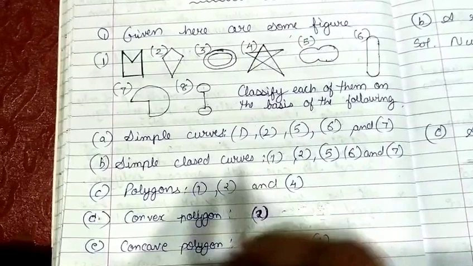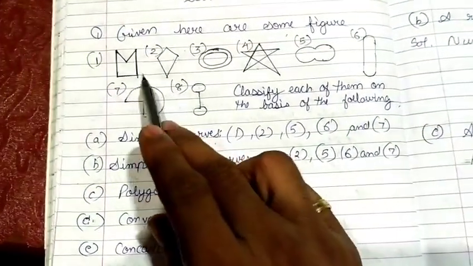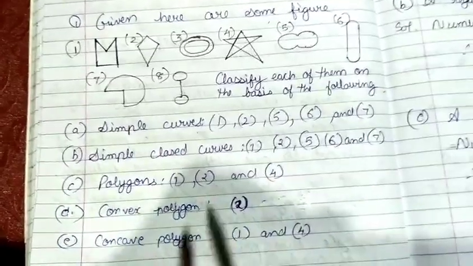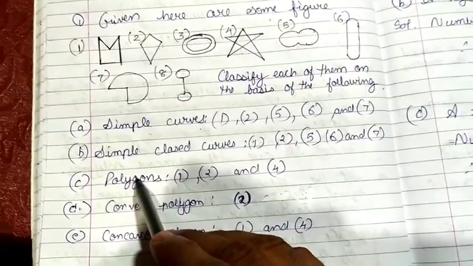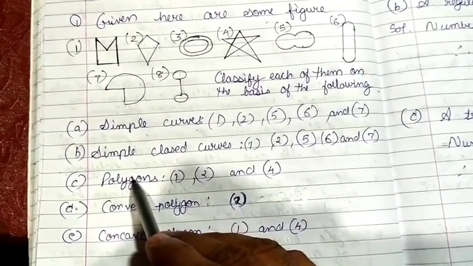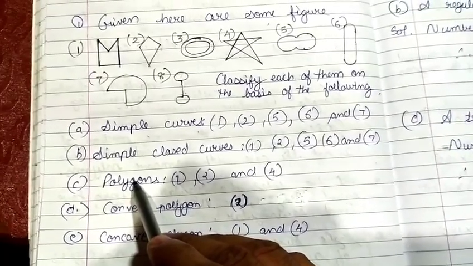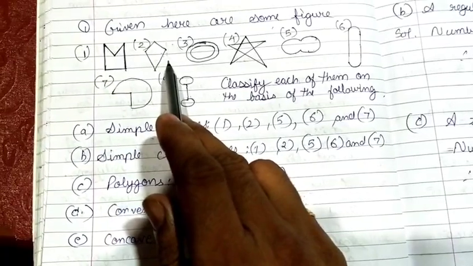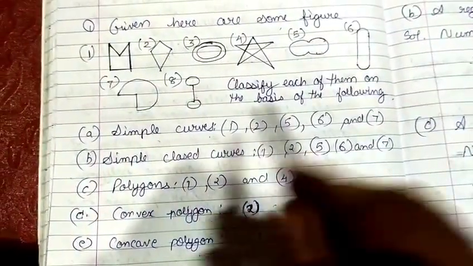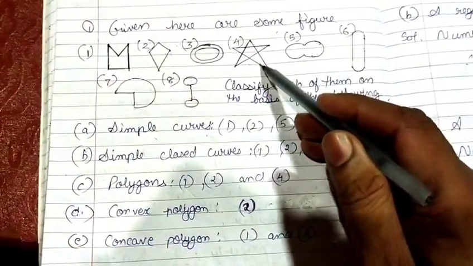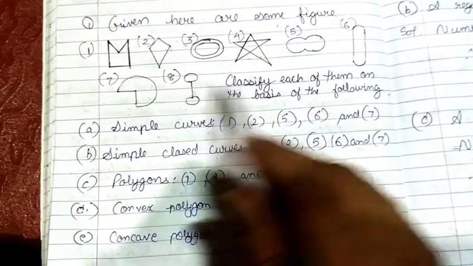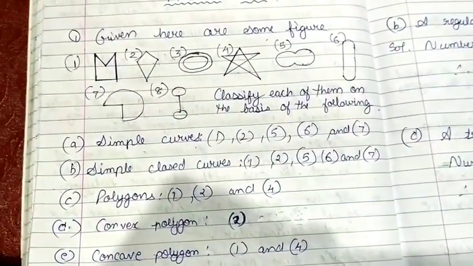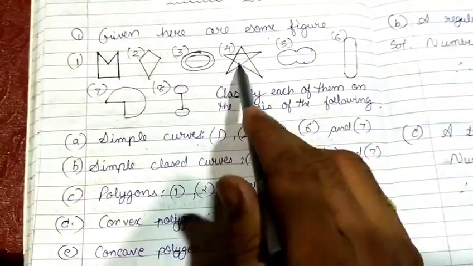Now simple closed curve. The same example will come first, second, fifth, sixth and seventh. Then polygon. Polygon, as I told you, the definition of polygons. Polygons are made up of line segment only. The polygon, which figure you have to take? First, second, then this fourth. Rest are not made up of only line segment. You have to find the figure which is made up of only line segment 1, 2 and 4.